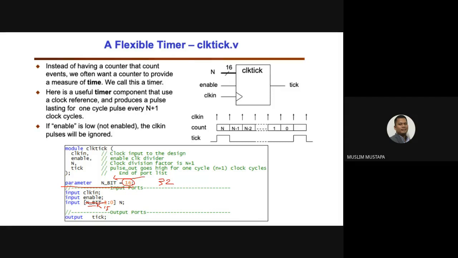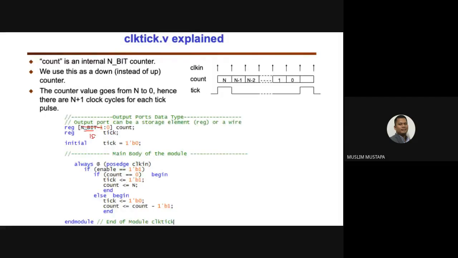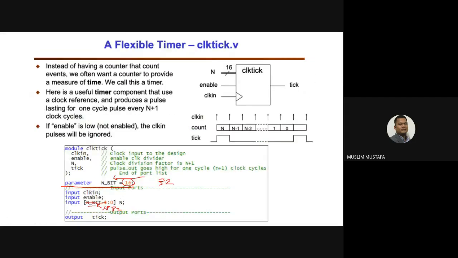So instead of going and erasing 15, changing it to 32, and then going to the second line and changing to 32, what you can do is just use the declaration here. You just change 32 here, and automatically it will be updated. So it's going to be 32. That's the advantage of using parameter.